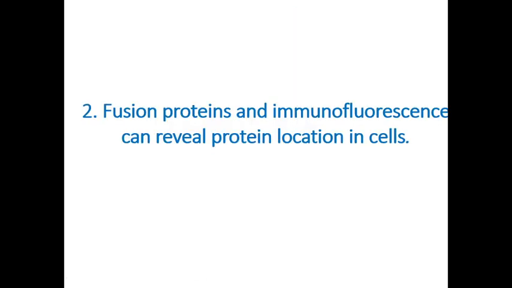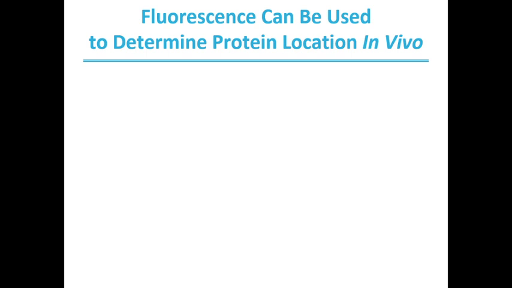Fusion proteins and immunofluorescence can reveal protein location in cells. Often, an important clue to the function of a protein comes from determining its location within the cell. For example, a protein found exclusively in the nucleus could be involved in processes that are unique to that organelle, such as transcription, replication, or chromatin condensation. To answer this question, there are two different methods that can be used. And in both cases, fluorescence is a common theme.